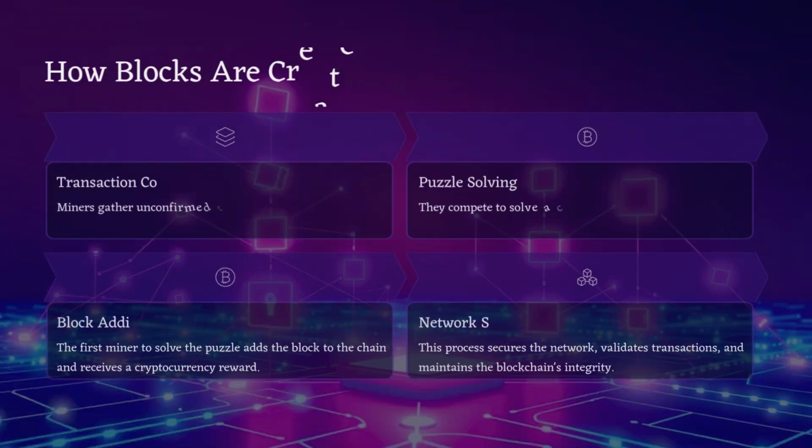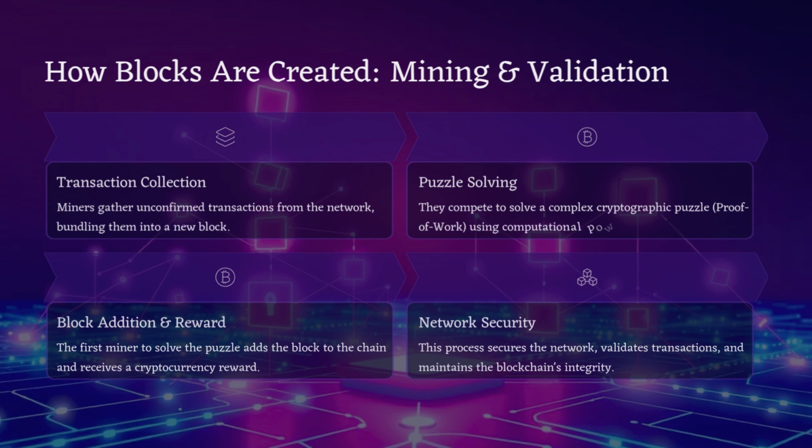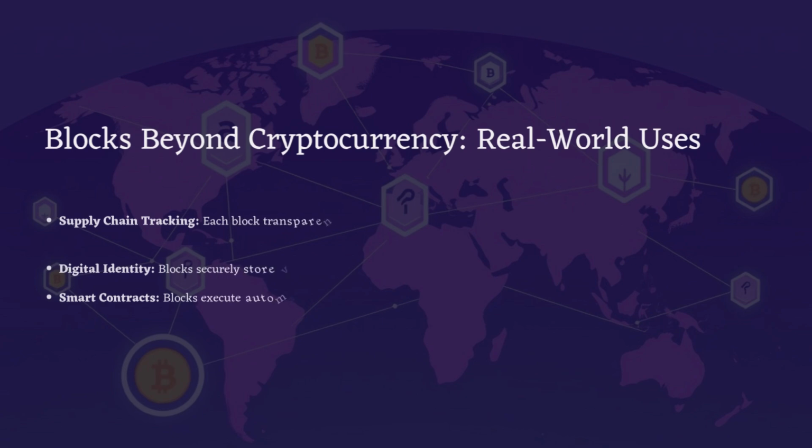Blocks are created through a process called mining. Miners collect unconfirmed transactions, bundle them into a block, and compete to solve a complex cryptographic puzzle. Whoever solves it first adds the new block to the chain and earns a cryptocurrency reward. This not only validates transactions but also keeps the network secure, like thousands of computers constantly guarding the same treasure chest.